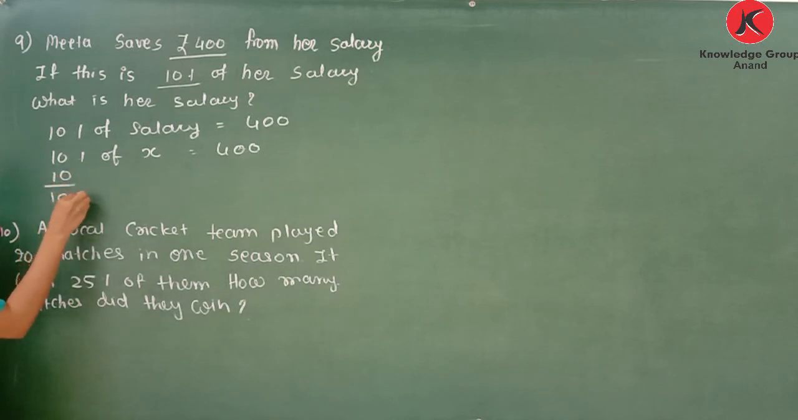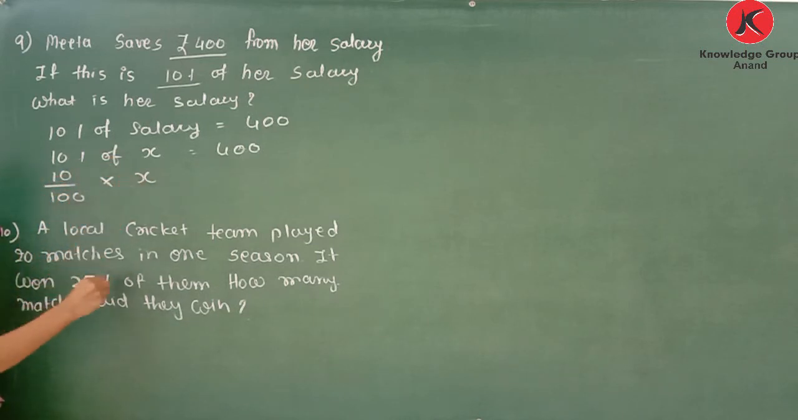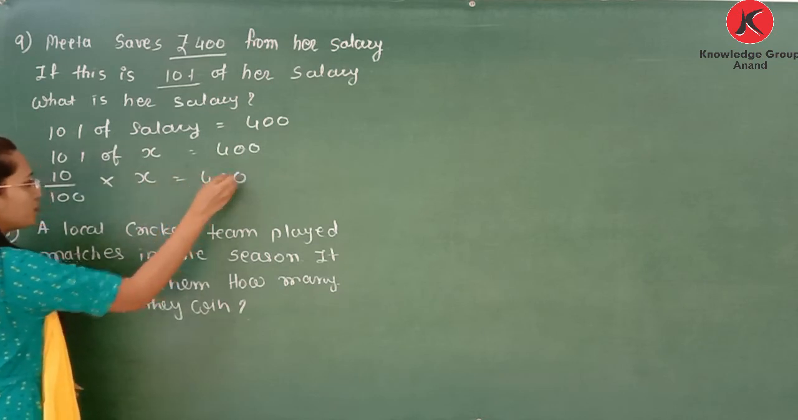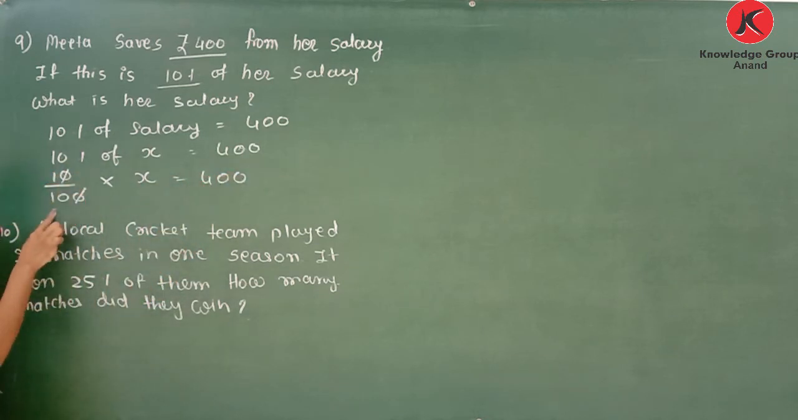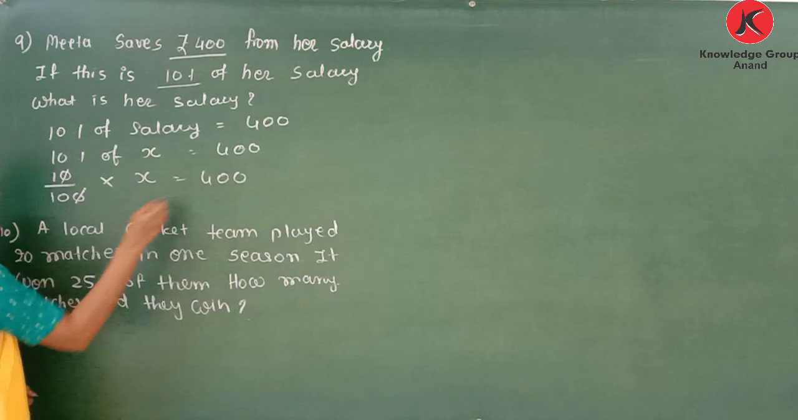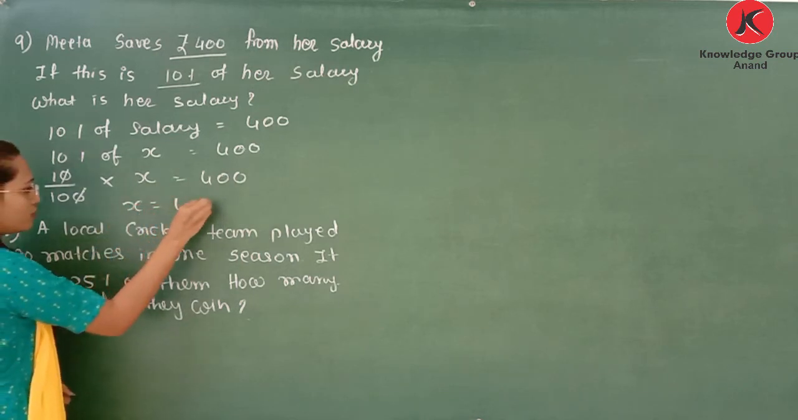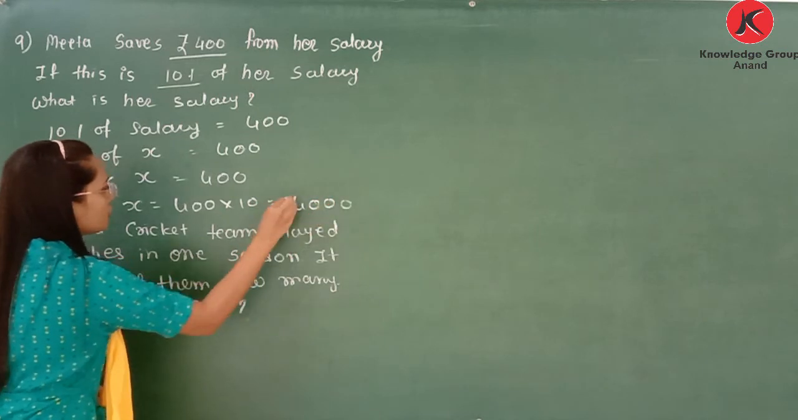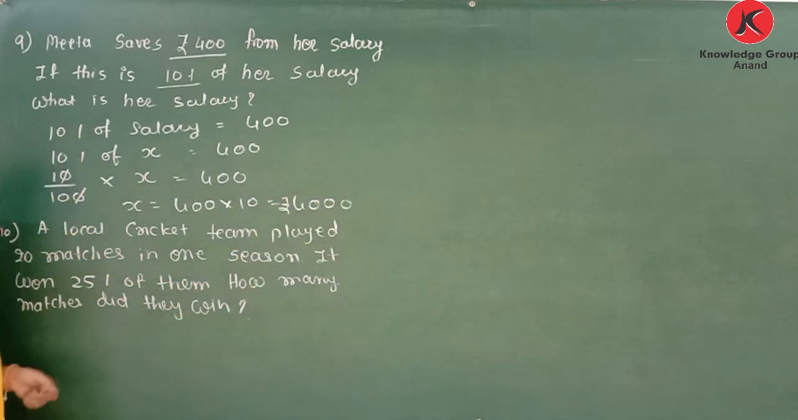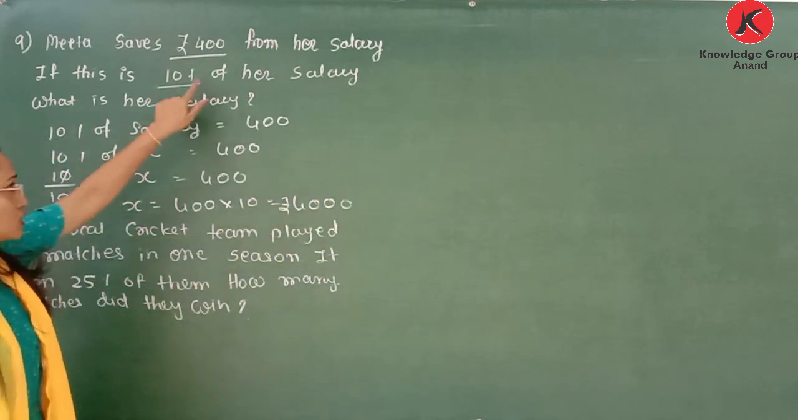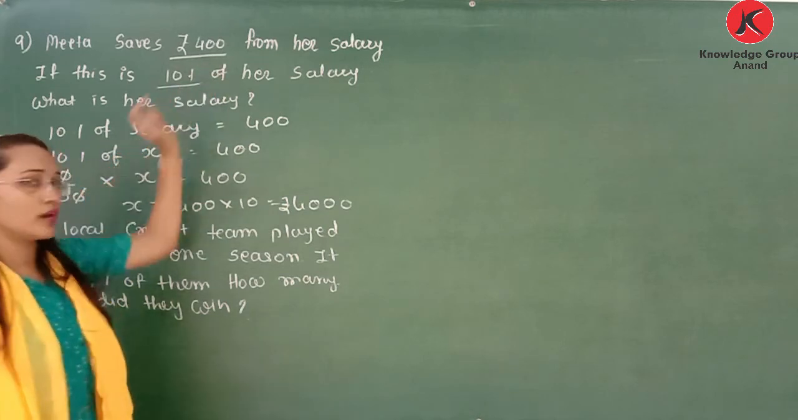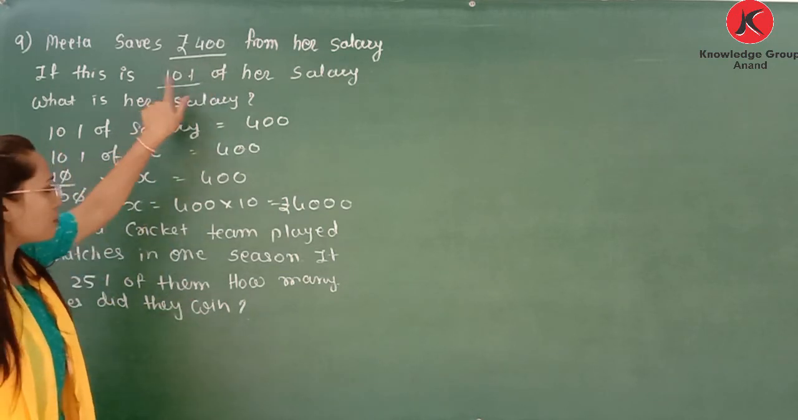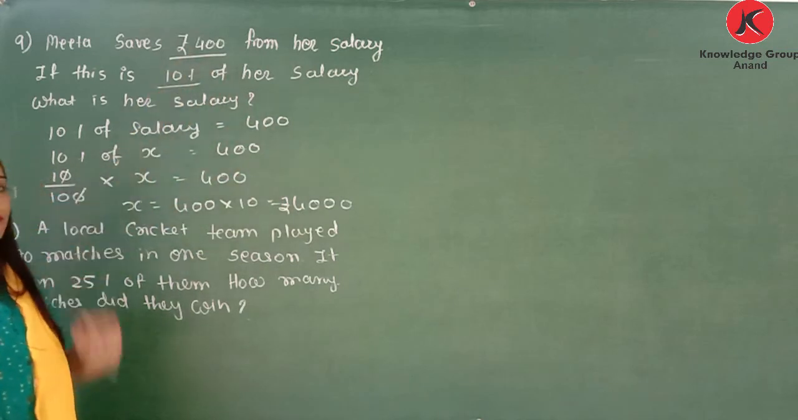10 divided by 100, of means multiplication, X is equal to 400. So here we can cut 0. Now 10 that is in the denominator becomes multiplication. So X is equal to 400 multiplied by 10. So that is 4,000. It means if her salary is 4,000 and the saved percentage is 10%, then it will give 400 rupees. 10% of 4,000 is 400.